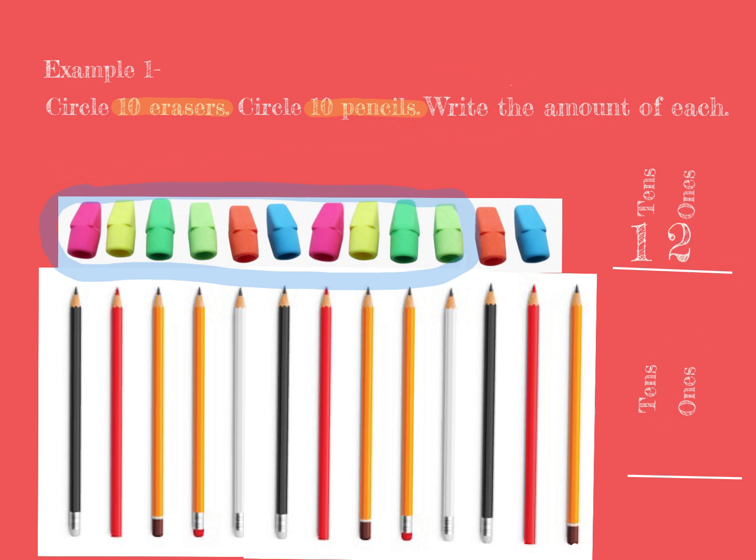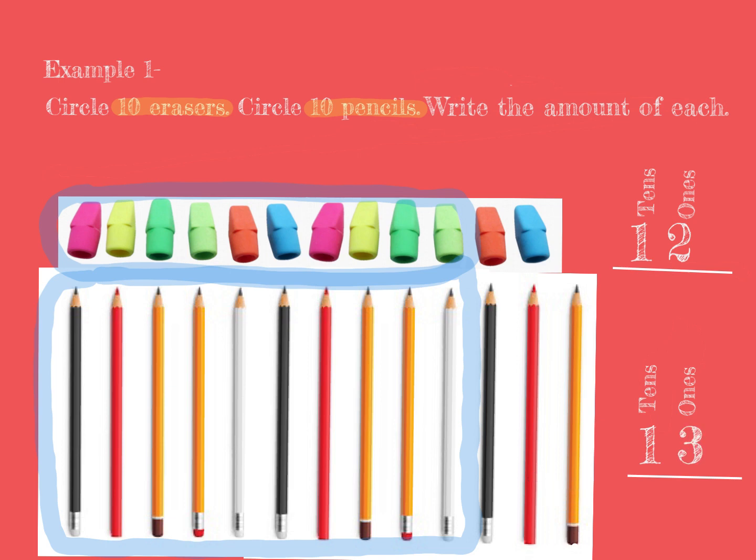Next we count the pencils. 1, 2, 3, 4, 5, 6, 7, 8, 9, 10. We are going to group those 10 together and write a 1 in the tens place, and then count 3 ones, 1, 2, 3, and put a 3 in the ones place.